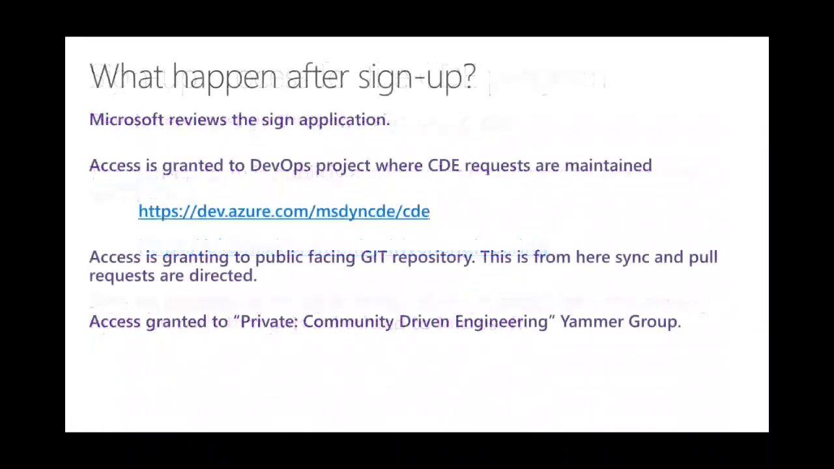What happens next is that we review your application at Microsoft. We would be reviewing to see if the identity of the developer signing up seems reasonable, like whether it's a known partner or customer running the application, which is commonly something we assess. Once we have gone through that and agreed that yes, we want to provide access, there are a couple of resources you will be granted access to for becoming enrolled in the CDE program. First of all, we are granting access to a DevOps project, a CDE project where requests are maintained. And this is available at the URL that you see here.